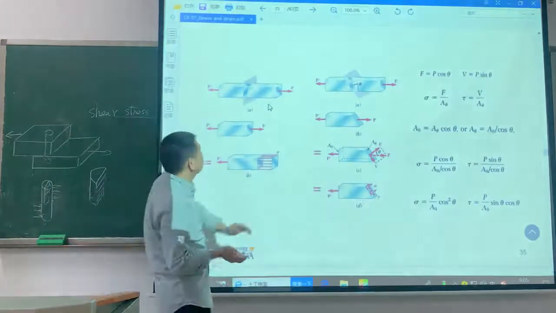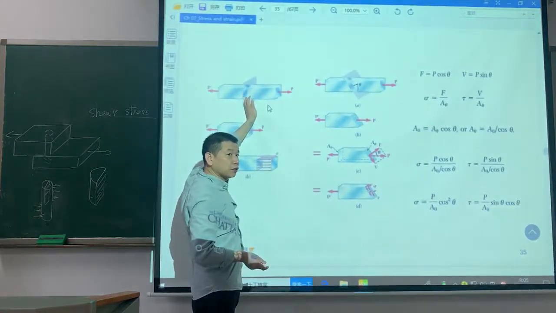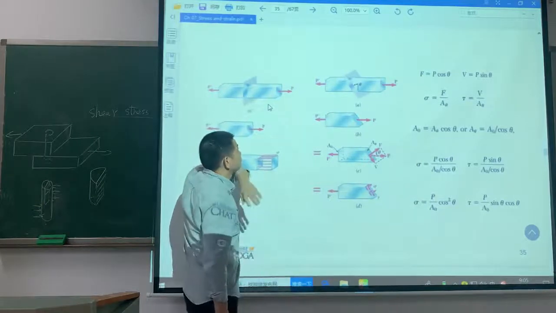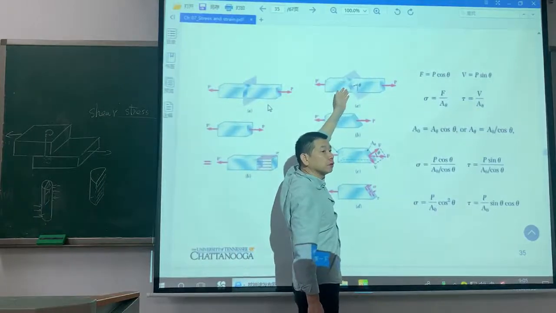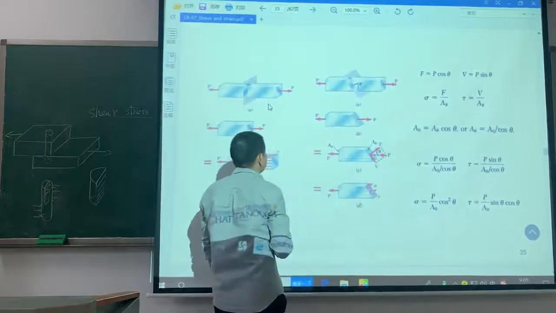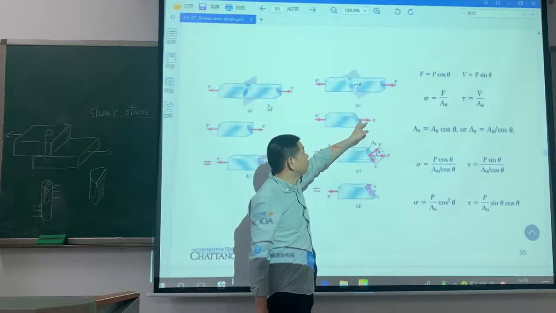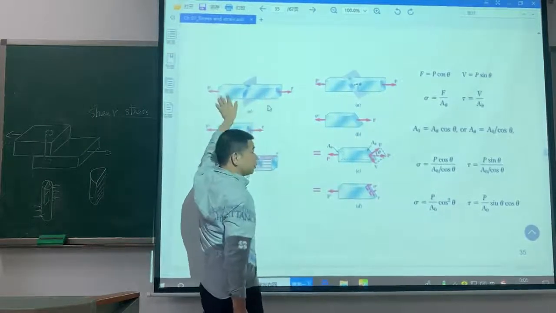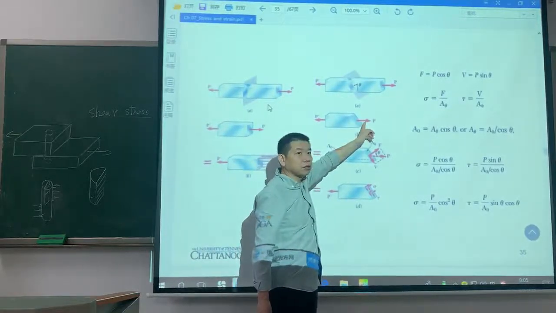We know how to find the stress on the cross section: sigma is P over A. But how to find the normal stress on the oblique surface? We don't know. Suppose the rod is in tension. The normal force on the oblique surface is also P.